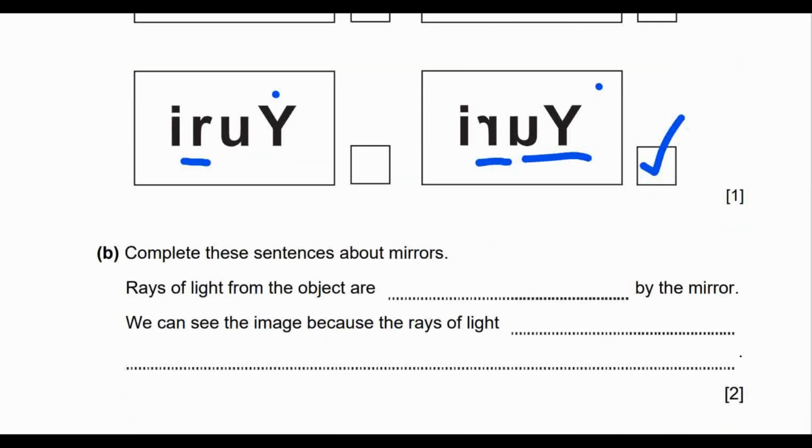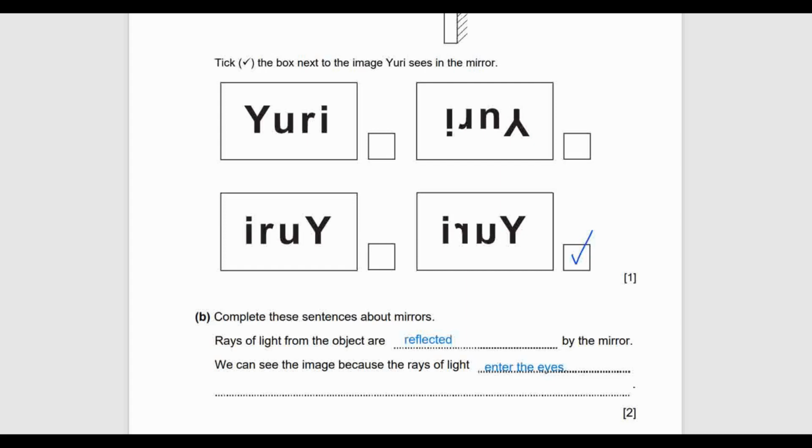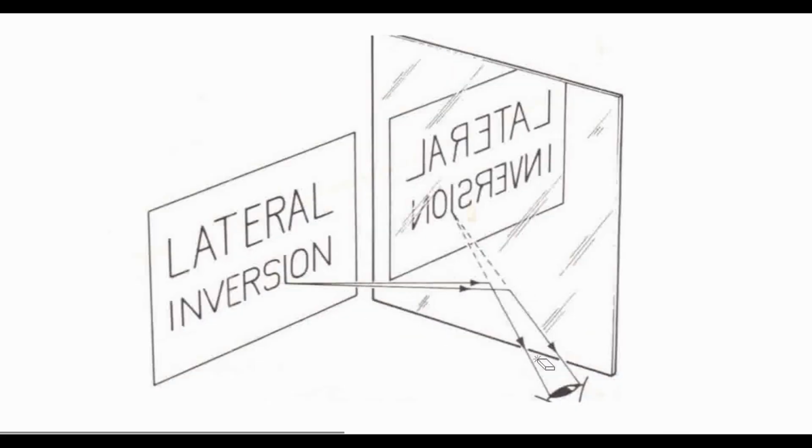We type down that answer. So if we see this is an object and this is the image in the mirror, we see that it's lateral inversion. And how do we see the image? It is because the rays of light enter our eyes. So from here it is reflected by the mirror and the reflected light enters our eyes. So we type down the answer. Rays of light from the object are reflected by the mirror. We see the image because the rays of light enter the eyes. Again, this is how it is reflected by the mirror, and this is how it enters the eyes.